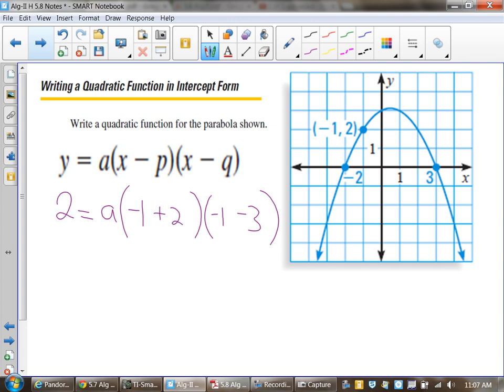Now, once again, the biggest mistake you're going to make is when you're doing some simple arithmetic. You'll miss a sign here or there. What's -1 plus 2? 1. What's negative 1 minus 3? Negative 4. What's 1 times negative 4? So I get 2 equals negative 4a. What's a? Negative 1/2. Very good.